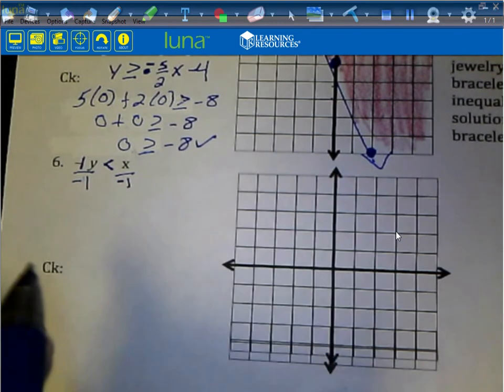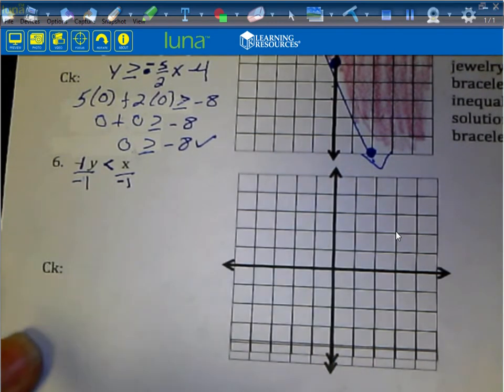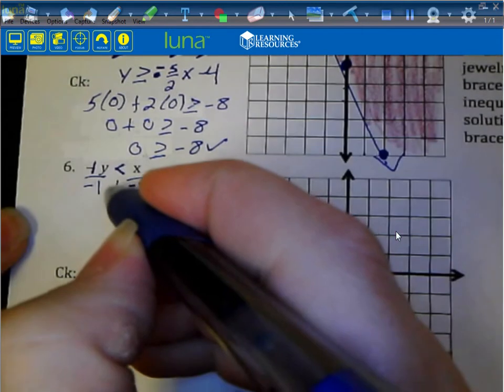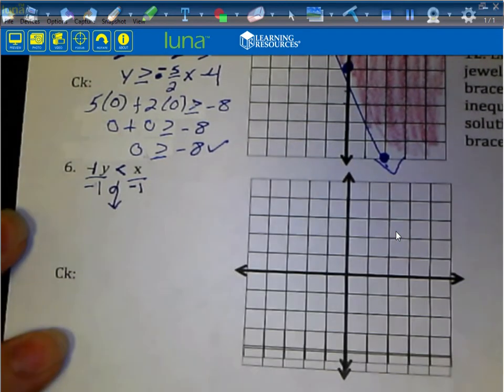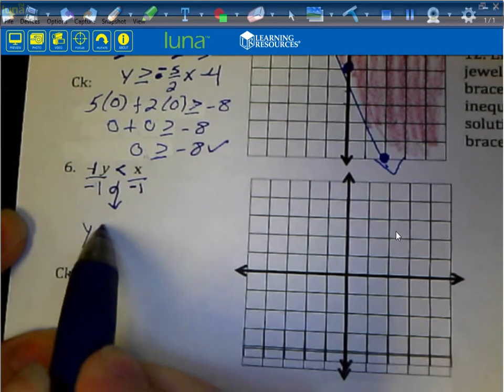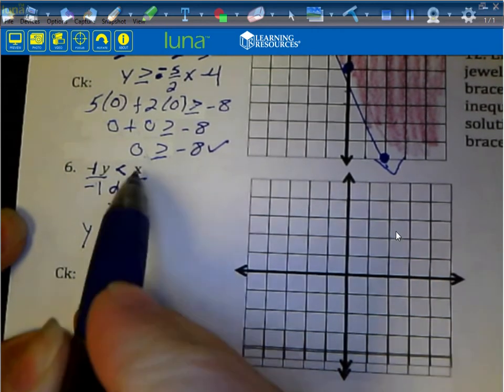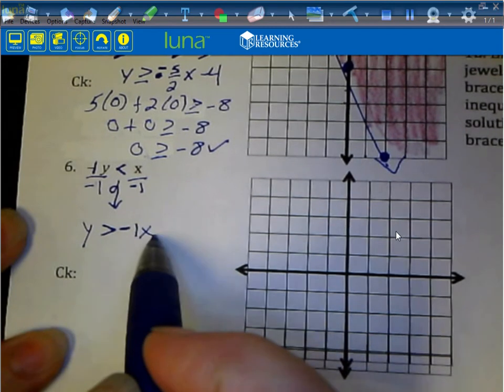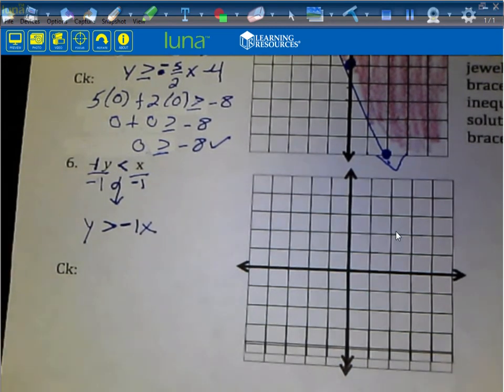The other issue here is that I'm dealing with inequalities, and you may or may not remember that when I multiply or divide both sides of an inequality by a negative number, I have to flip the sign in the middle. So I want you to draw the little flippy arrow here to show that you're flipping the sign so you don't look back on it later and think, what was I doing there and why did my sign flip? So negative 1 divided by negative 1 is going to cancel. It's going to give me y, and it's again going to flip my sign so it becomes greater than, and then it's negative 1x or negative x on that side.